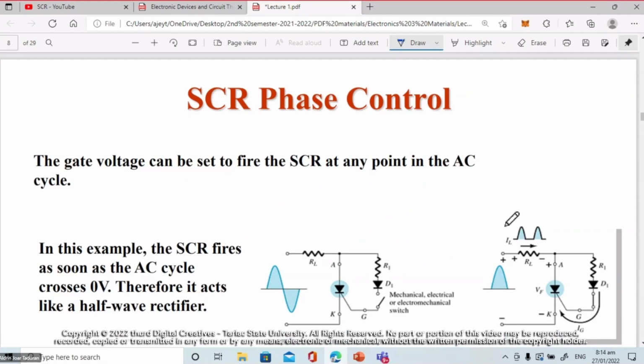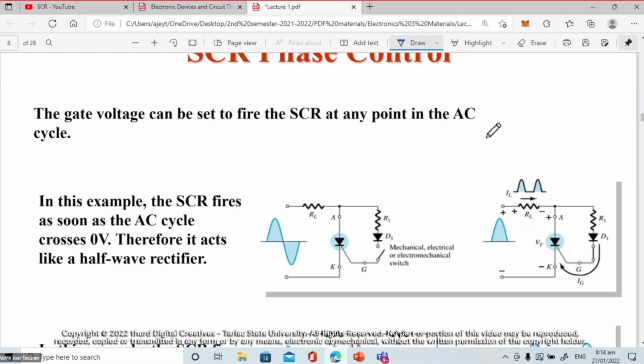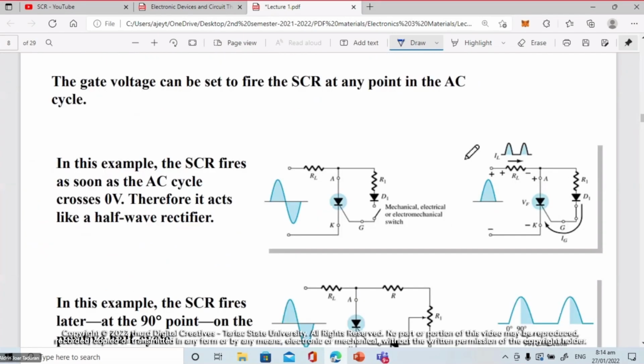SCR phase control. The gate voltage can be set to fire the SCR at any point in the AC cycle. For example, we trigger the AC here. In this example, an SCR fires as soon as the AC cycle crosses 0. Therefore, it acts like a half-wave rectifier. So, here is our example.